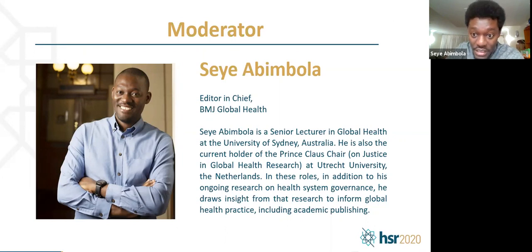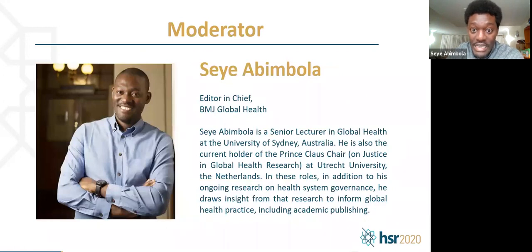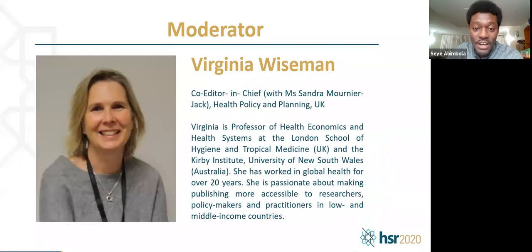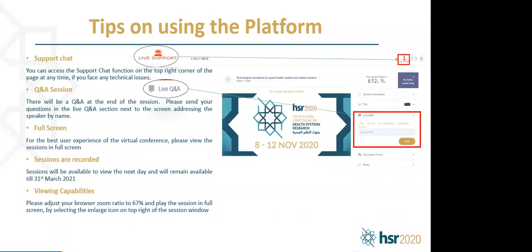I will be moderating this session along with Virginia Weissman. So I am Shaya Bimbola, Editor-in-Chief of BMJ Global Health, and Virginia Weissman is the co-editor-in-chief of the journal Health Policy and Planning. And the anchor for the session, I wonder if that's the correct title, will be Professor Kara Hansen. But before we hear from Kara, I will hand you over to Virginia, who will give a few tips on how to use the platform.